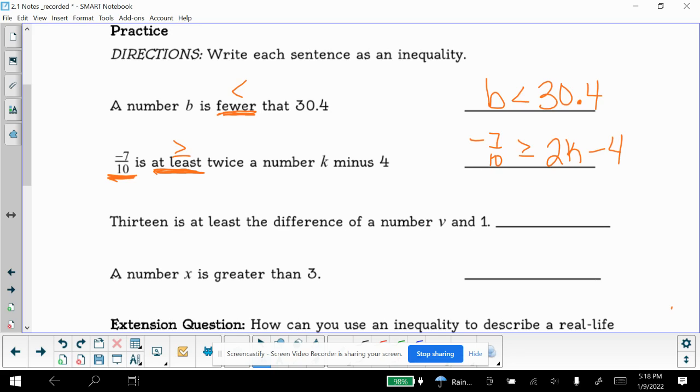All right, for the next one, 13 is at least. Again, we've got that greater than or equal to. So greater than or equal to, we said 13 is at least the difference of a number v and 1. Now, who remembers what difference is? What operation is difference? Hopefully you remember that that is subtraction. If you didn't, I want you to star that right now and remember that. Definitely write that down: difference is subtraction. So the difference of a number v and 1 means that we're going to take the v and the 1 and subtract them.